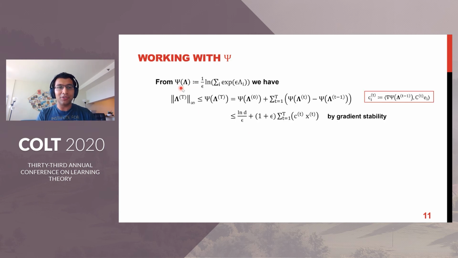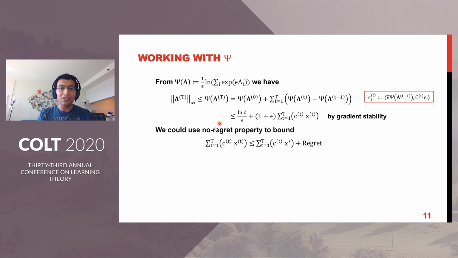Let's first start off. Okay, this is the smooth potential that we were using. Just from its definition, we can bound my eventual load by this potential, which I can write as some of these differences, which by using gradient stability of this function, I can bound by this, where CT is nothing but the cost of my scalar problem, which is given by the surrogate, by the gradient. Good. So these inequalities are fine.